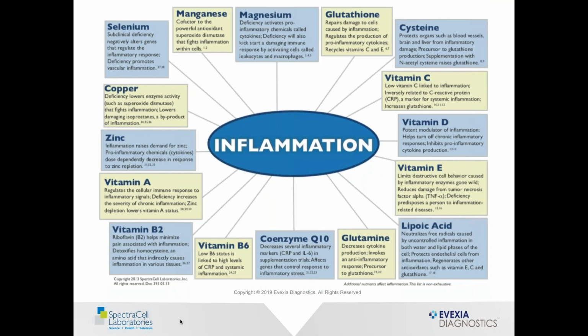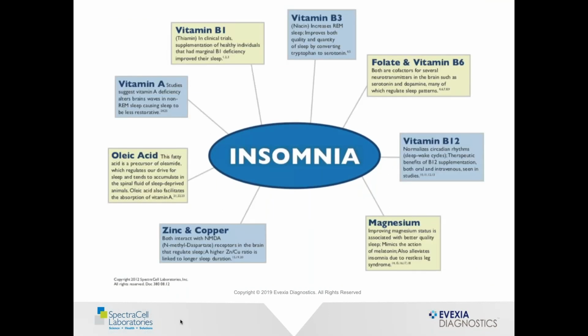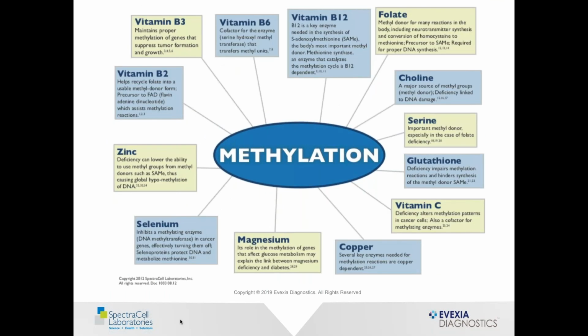Inflammation, here's a list of analytes that are deficient. Insomnia, here's methylation. Again, I mentioned before, it'll give you an idea of what's going on with methylation. It may prompt you to do a genetic test for the methylenetetrahydrofolate reductase SNP, if things are off, so it can give you a clue for that as well.